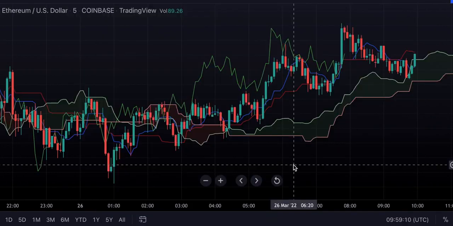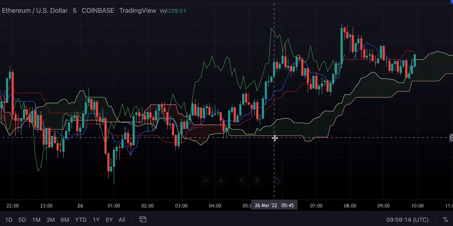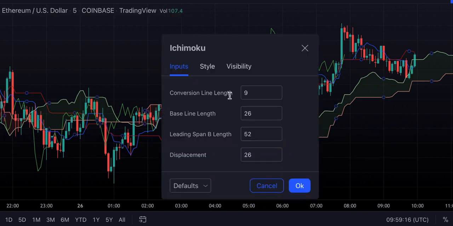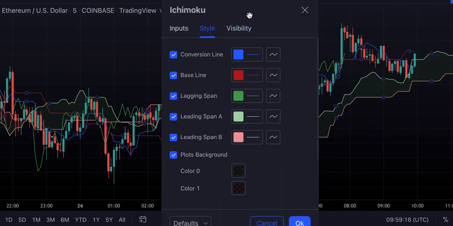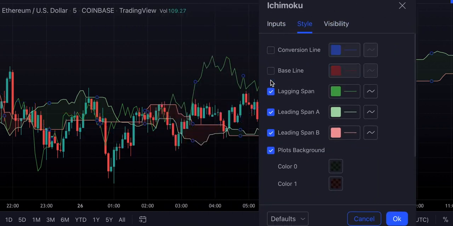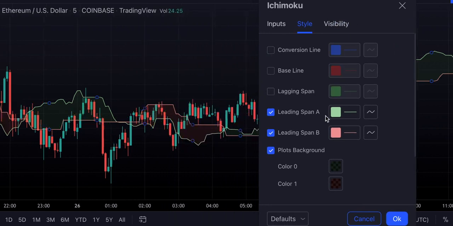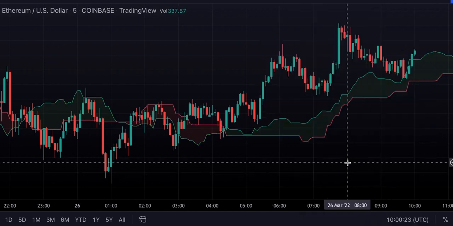Okay, so we're not gonna lie, this chart looks extremely messy. So in order to fix that, we're gonna change the settings and the style. So we're gonna get rid of these lines. We're also gonna change the color for these lines to make them more visible. Okay, there we go. We have our Ichimoku Cloud set up and ready.